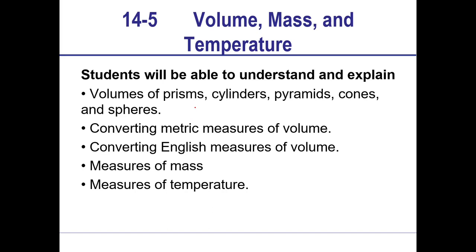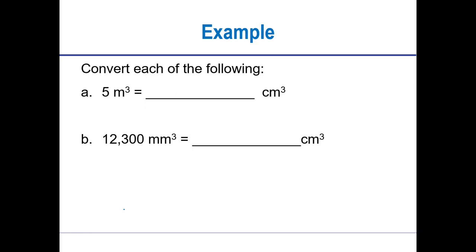In 14-5, students will be able to understand and explain the following: volumes of prisms, cylinders, pyramids, cones, and spheres, converting metric measures of volume, converting English measures of volume, measures of mass, and measures of temperature. Let's start by converting each of the following.